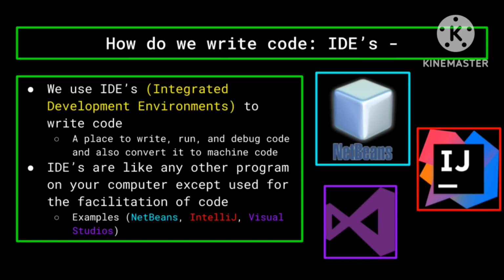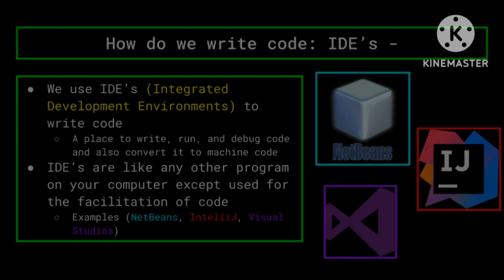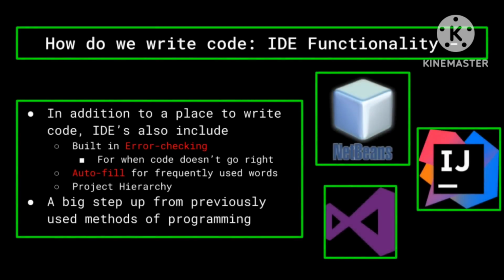In addition to providing a place for programmers to develop their code, IDEs provide some extremely useful tools for programmers to ease the job of writing code, such as built-in error checking, because as we'll talk about later, code doesn't always run correctly, autofilling for frequently used words or phrases, and a project hierarchy, which will help you organize and manipulate the files within your project. Back in the olden days, before IDEs, code used to be written on punch cards and then fed into computers, which would take hours and cause a lot of pain.